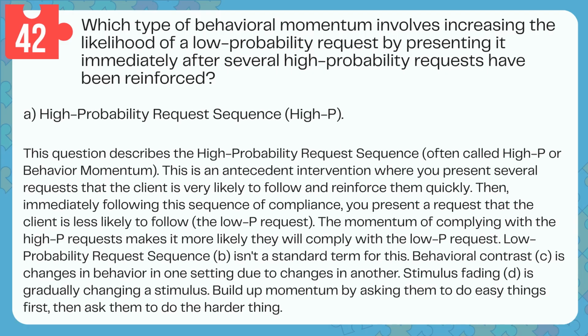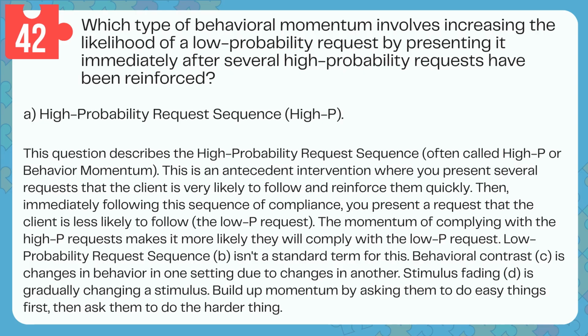Answer: A. High probability request sequence, high P. Explanation: this question describes the high probability request sequence, often called high P or behavioral momentum. This is an antecedent intervention where you present several requests that the client is very likely to follow and reinforce them quickly. Then, immediately following this sequence of compliance, you present a request that the client is less likely to follow, the low P request.